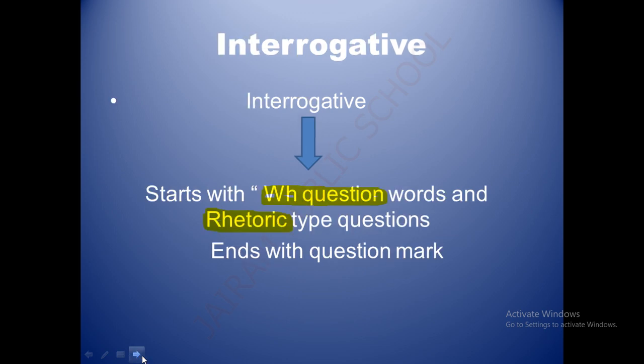Next, let me go with the second one, interrogative sentences. Interrogative sentences start with a WH question, but also with a rhetoric type of question. What is that rhetoric type of question? Most probably everyone has a doubt now. A rhetoric type of question, in the sense, is the question which starts with an auxiliary verb.